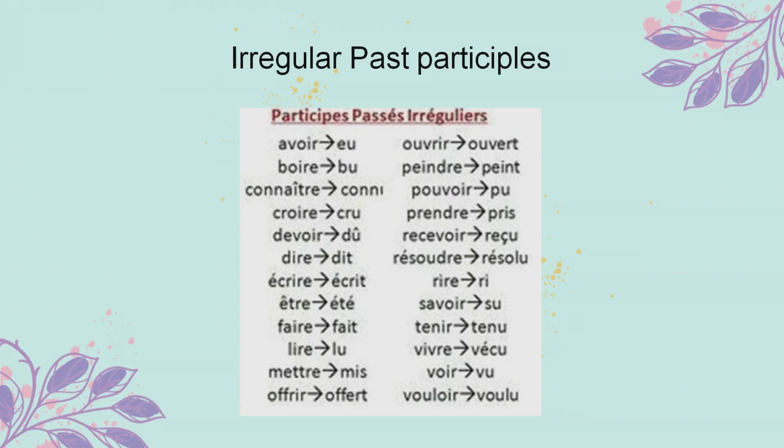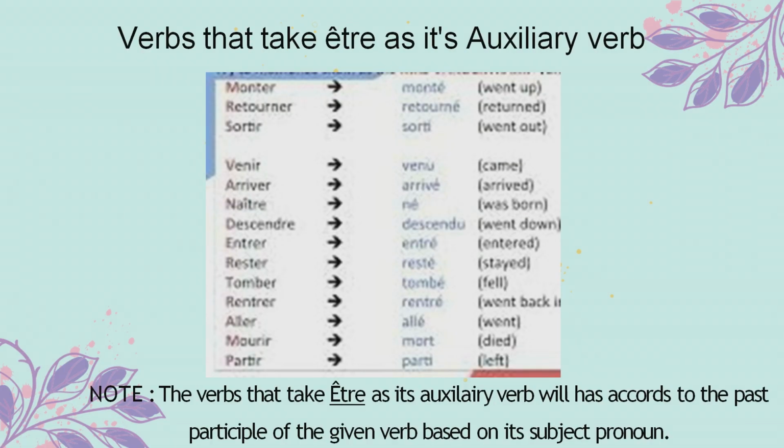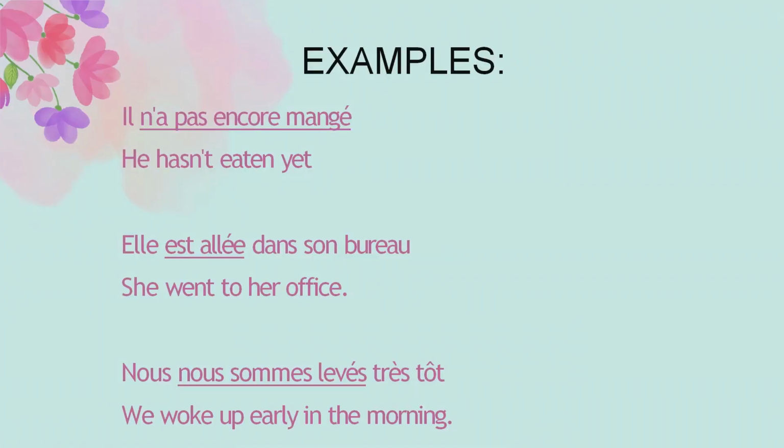Être, était, faire, fait, l'air, lu. So like this we have lots of participe passé. The verb that takes être as an auxiliary verb will agree with the past participle of the given verb based on the subject pronoun. We will see a few examples.